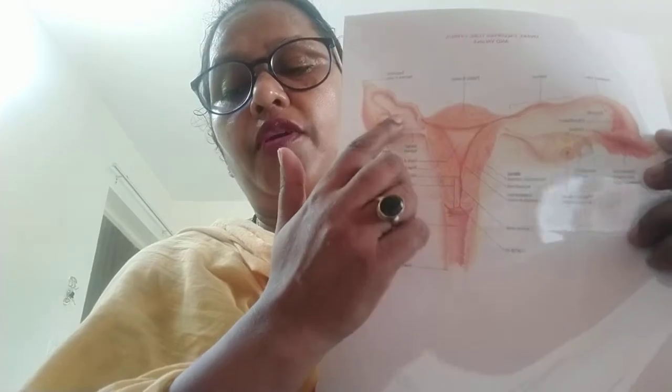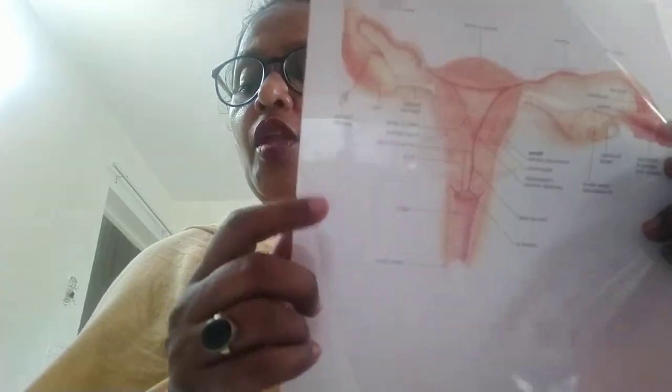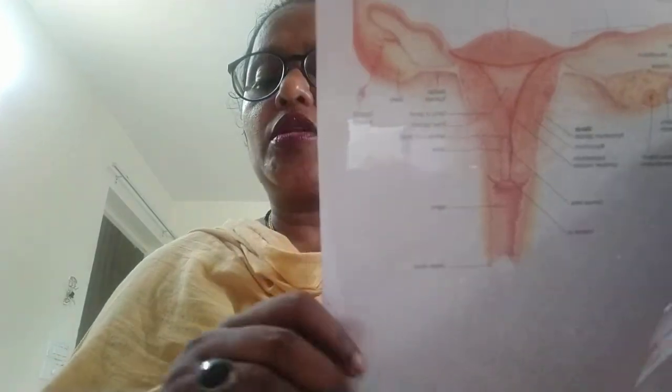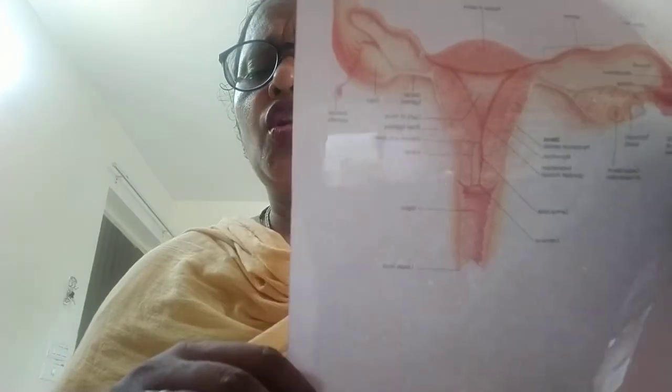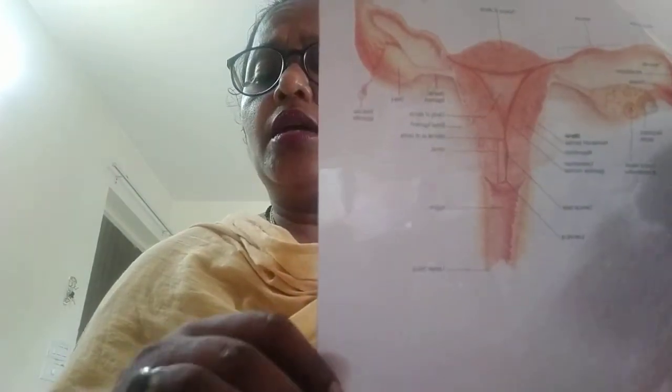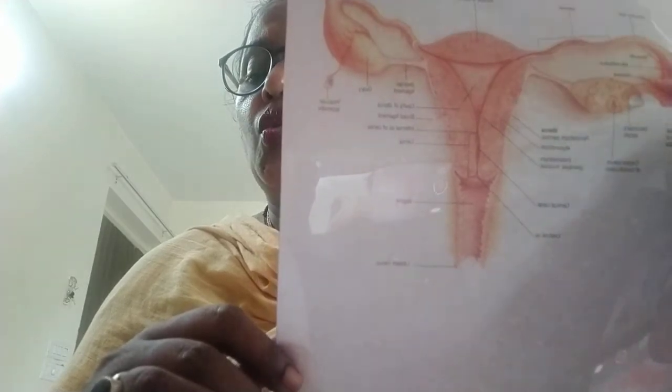Other names of the fallopian tube are the uterine tubes and the oviduct. The fallopian tubes are a pair of hollow muscular tubes, one on either side of the uterus. It lies at the upper margin of the broad ligament of the uterus. It has a canal which has two openings.